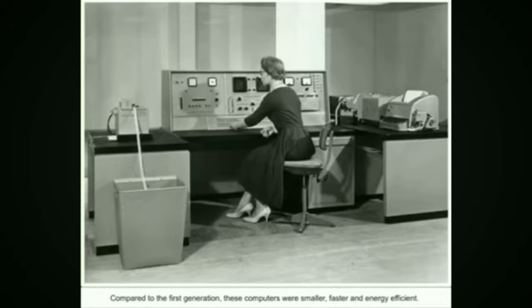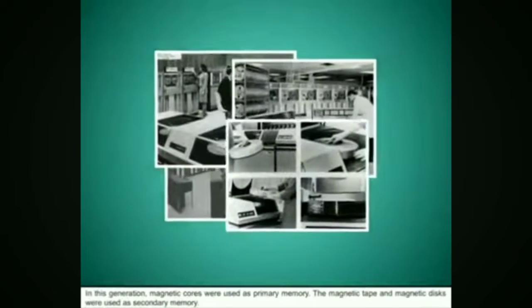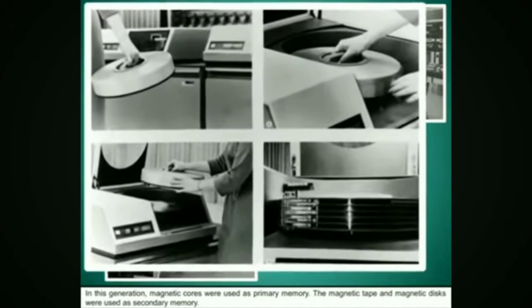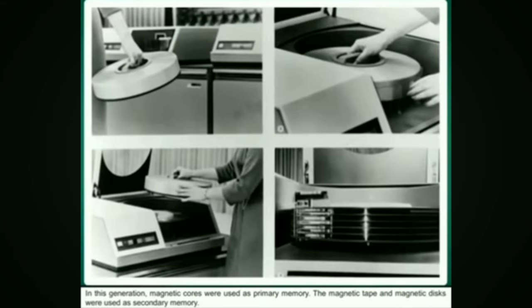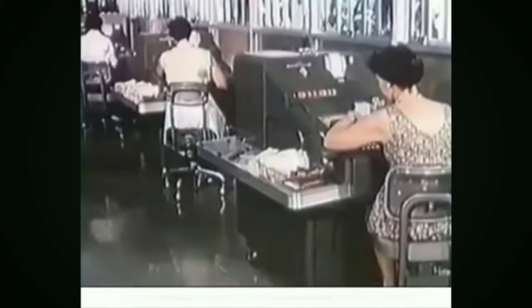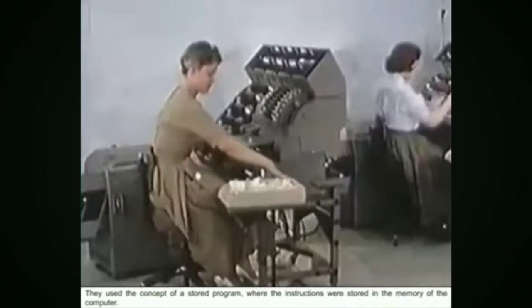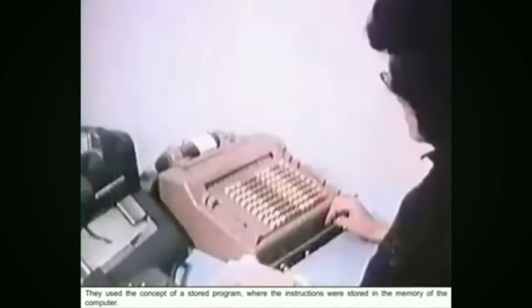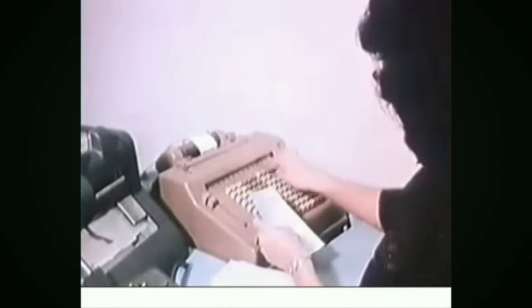In this generation, magnetic cores were used as primary memory. The magnetic tape and magnetic disk were used as secondary memory. The second generation computers still relied on punched cards and printouts for outputs. They used the concept of a stored program, where instructions were stored in the memory of computer. Computing characteristics. The computation time was in microseconds.